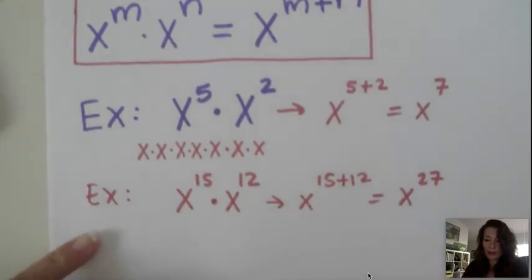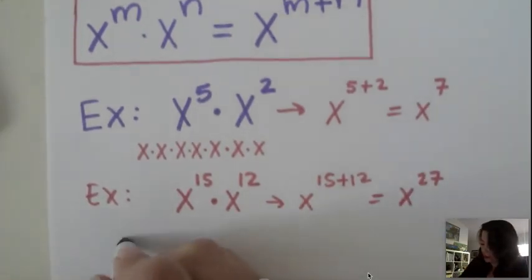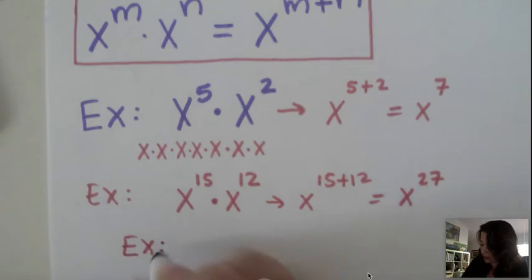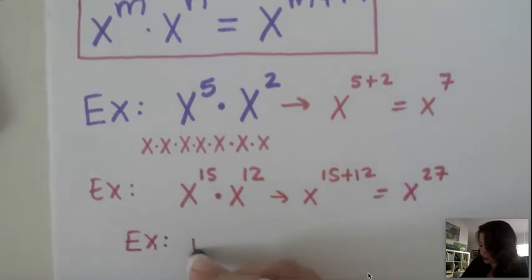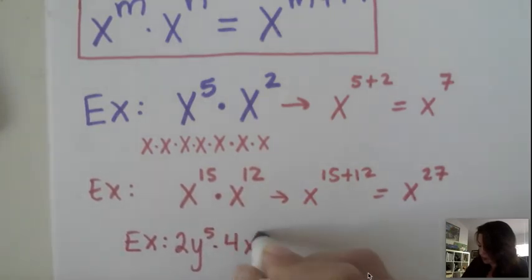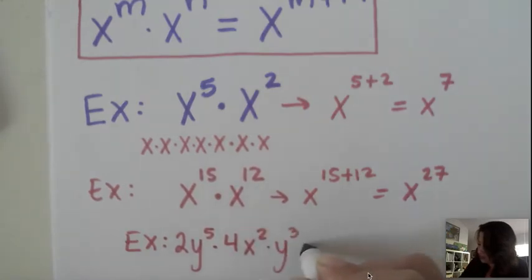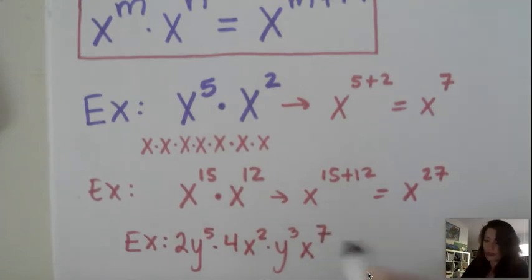Here's an example where we use more than just one type of base. What if we had a combination? So let's say y to the fifth times 2, times 4 x squared, times y to the cube, times x to the 7.